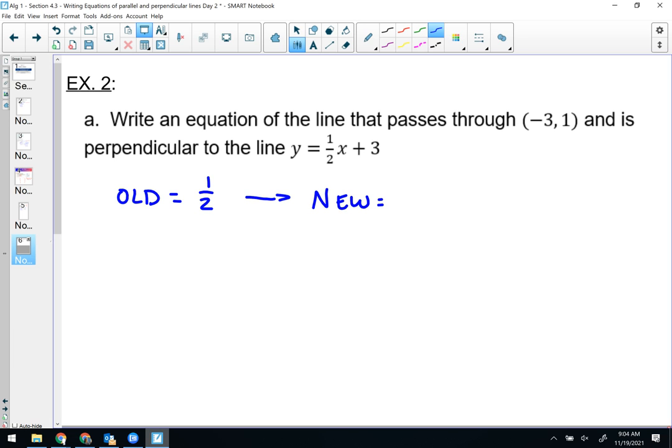What is my new slope? 2 over 1. You're close. Negative 2. Negative 2 over 1. Which ends up just being negative 2, right?